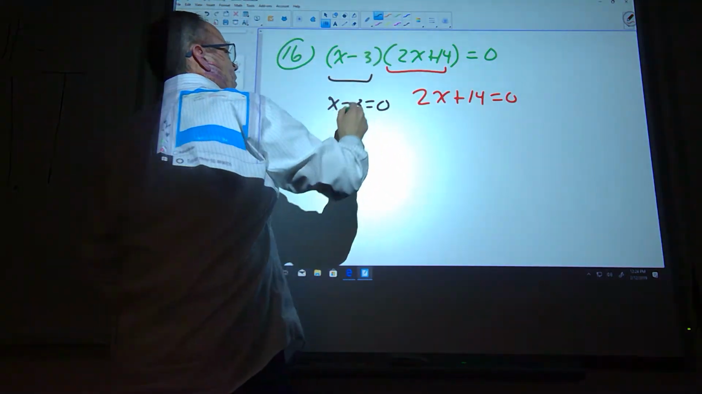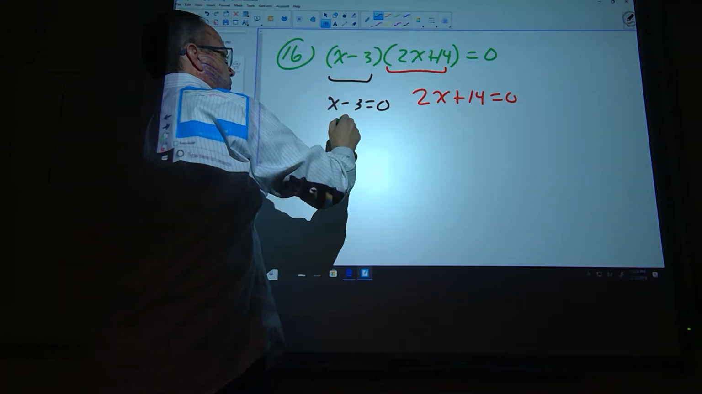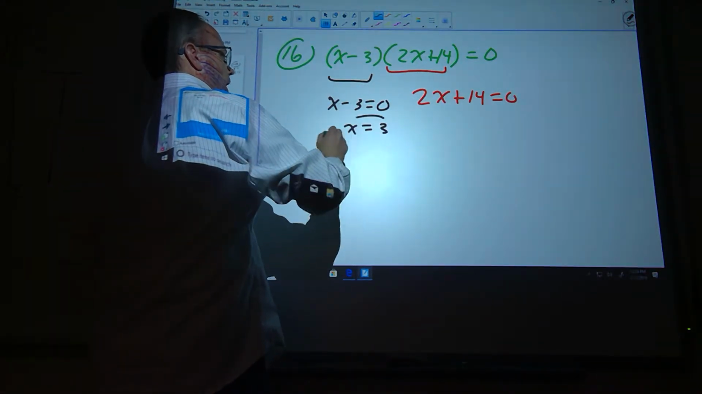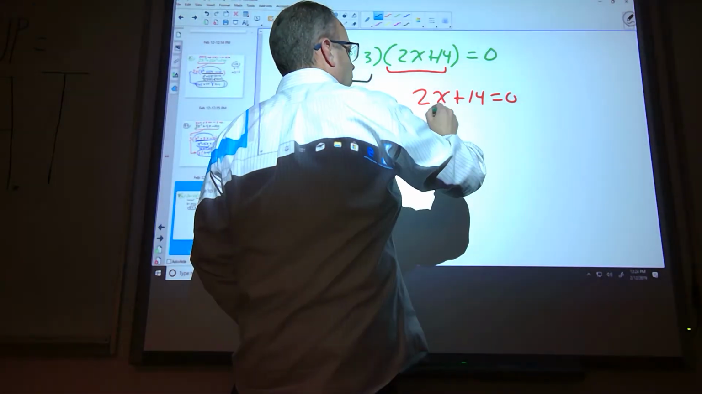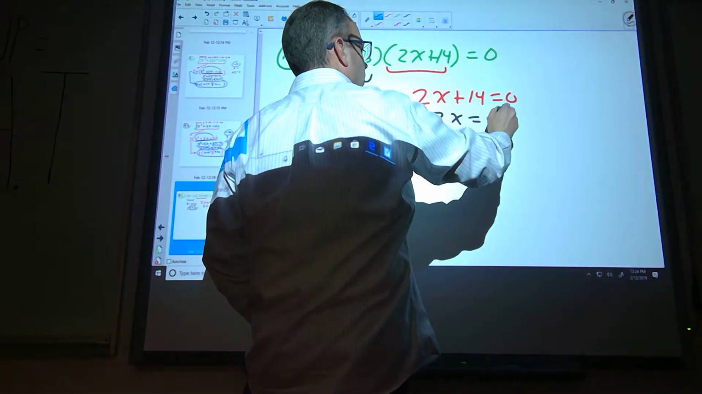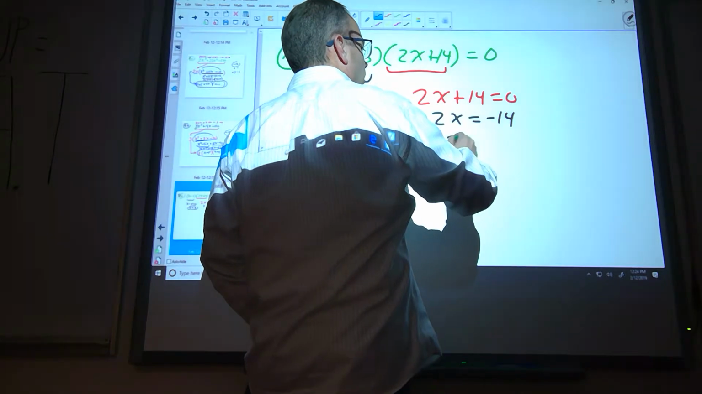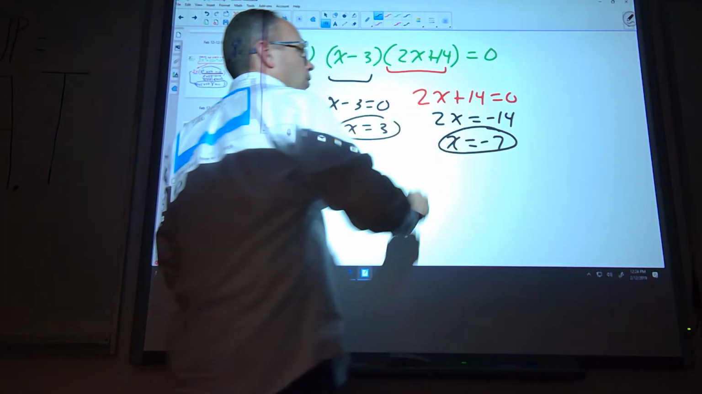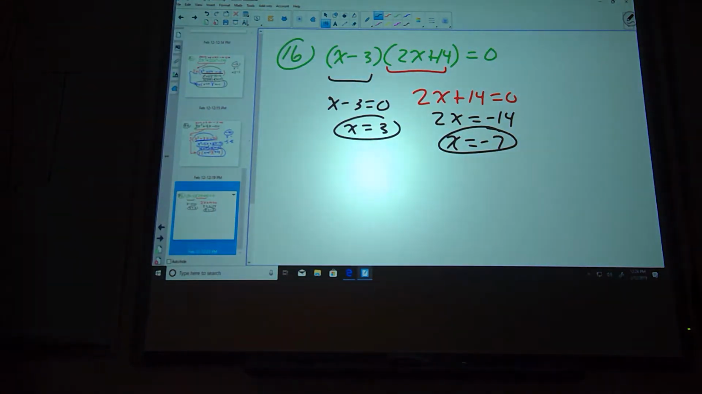Okay? So if I solve this, add 3 to both sides, so I get 3. There's one answer. And then if I solve this, subtract 14, divide by 2. So there's my 2 answers. The reason I get my 2 answers is I have an equal sign on this one.